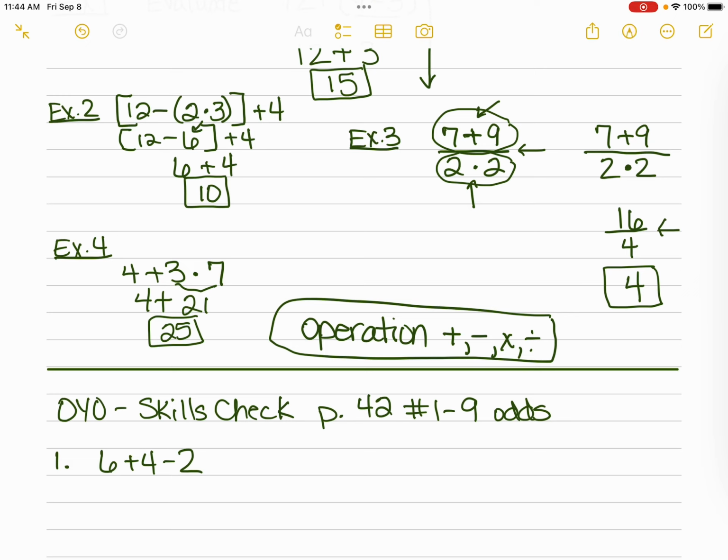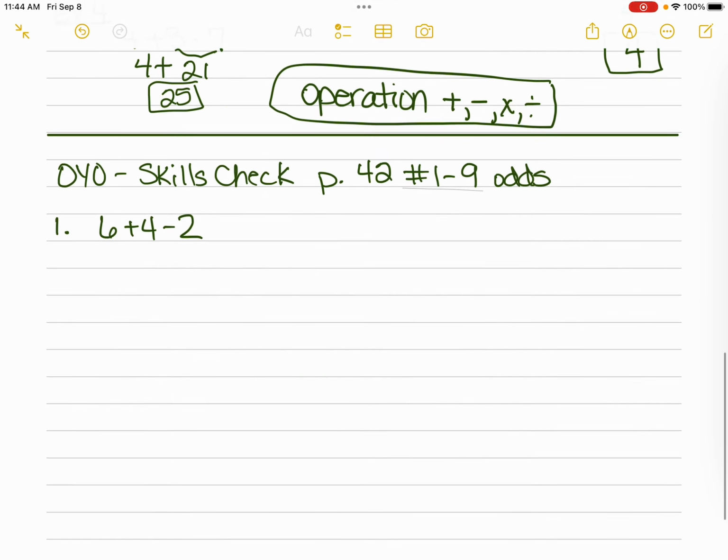Well, I have a plus and I have a minus. So which one am I going to do first? I'm going to do those from left to right. So that means add is going to be the one that I do first.